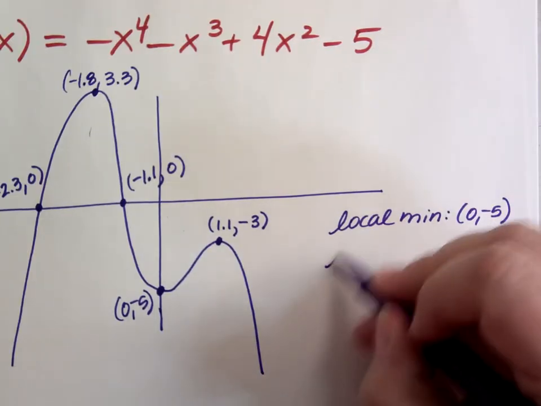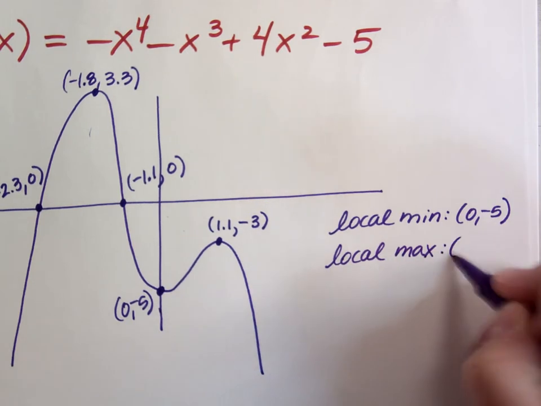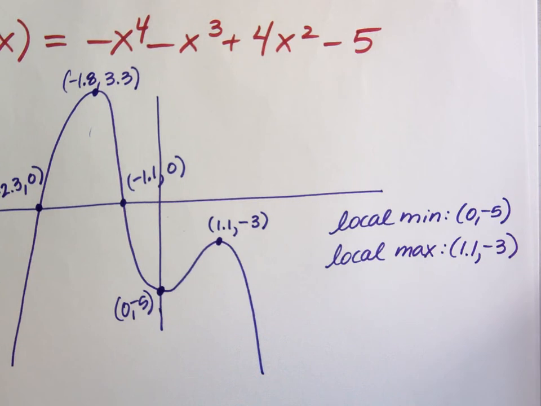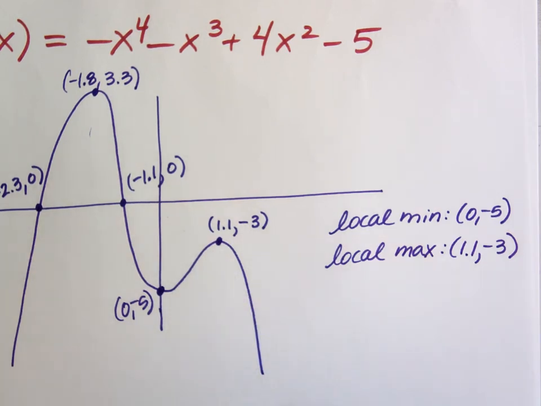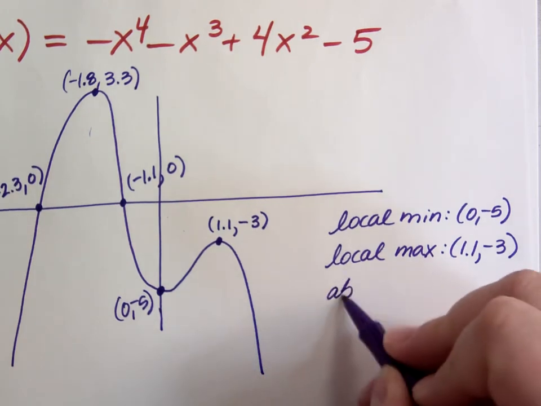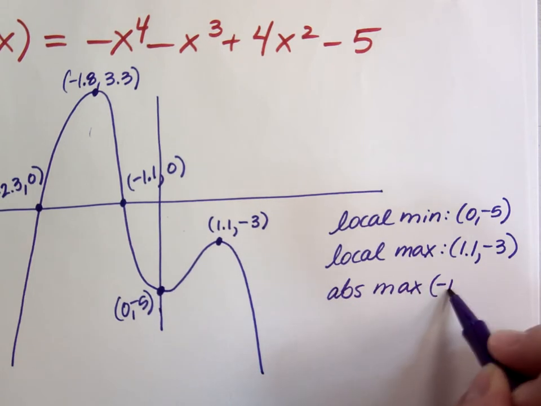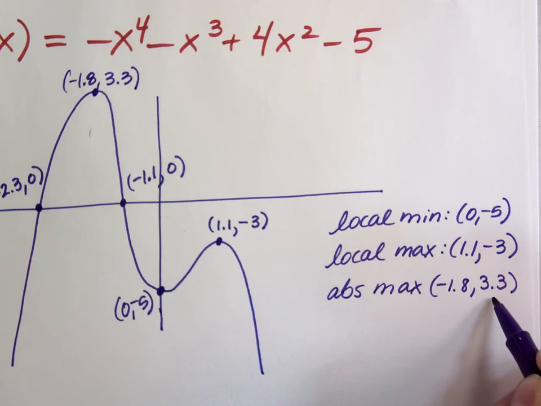I have a local max at 1.1, negative 3. Technically, the value there is negative 3. That's a maximum value for that area. So really, for min and max, we're saying minimum height, maximum height. I have an absolute max at negative 1.8, 3.3. In other words, the y value 3.3 is the highest this graph ever goes.